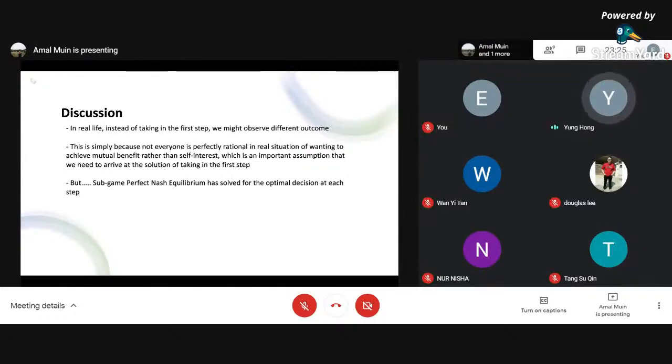But the subgame perfect Nash equilibrium has solved for the optimal decision at each step. So even if we end up at a different subgame, we can just follow the optimal decision made by the subgame perfect Nash equilibrium.